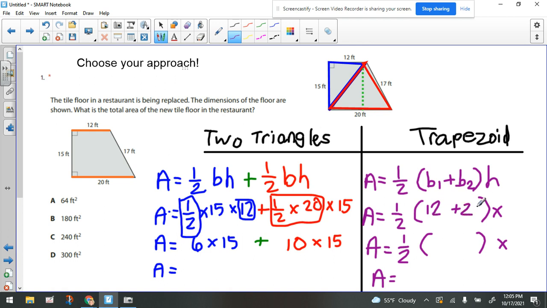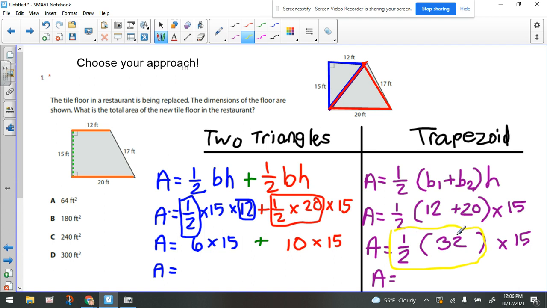To find the height, it has to be perpendicular to the bases. So I'm just going to drag this green line over here and show you that this green line is perpendicular. It forms that 90-degree angle, and they're telling us that it's 15. Let's substitute that into the formula. All right, so we would go ahead and add the parallel lines together and get this. Bring down the 15.